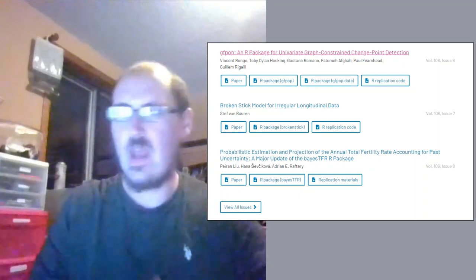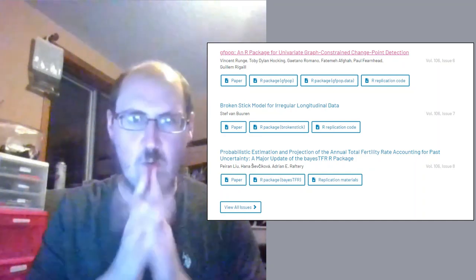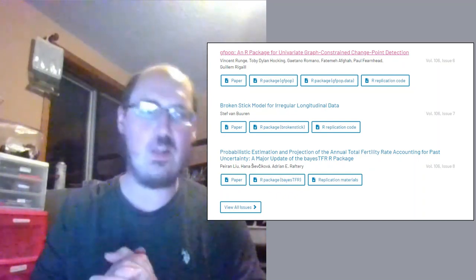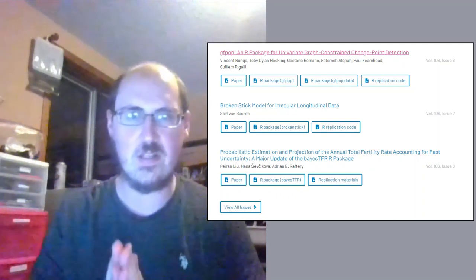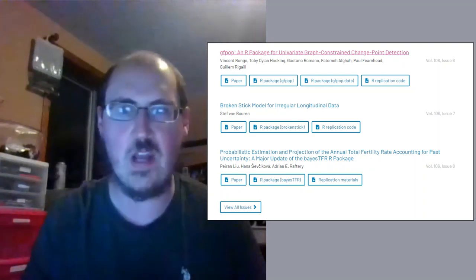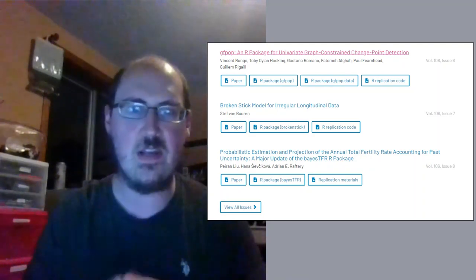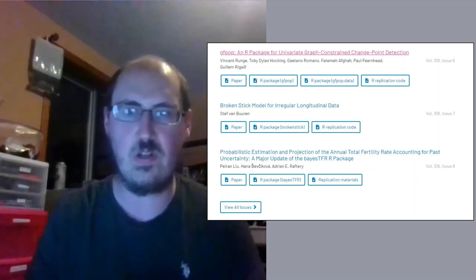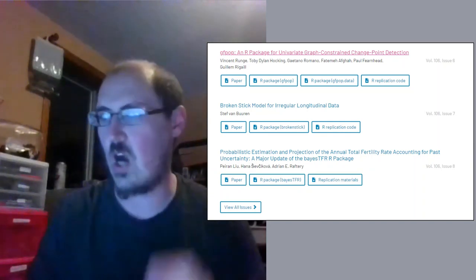Well, that's all for articles. Let's switch over to some research tools. First, 2 more issues from volume 106 of the Journal of Statistical Software are now quietly waiting for you to open and look at. There is GFPOP, an R package for univariate graph-constrained change point detection, and probabilistic estimation and projection of the annual total fertility rate accounting for past uncertainty, a major update of the bayesTFR R package.